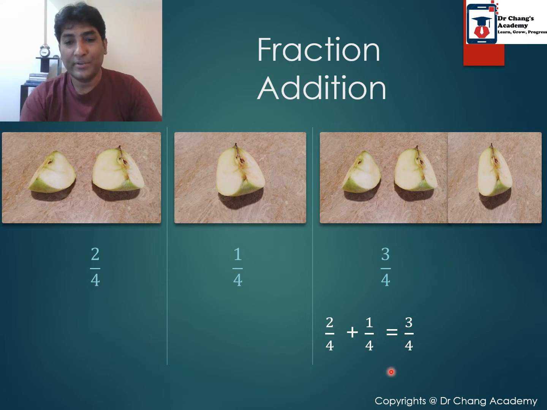So usually this is how you get the problems. 2/4 plus 1/4 is equal to 3/4. So this is very simple and easy. When the size of the part is the same, we just add the parts that we are being asked to add. When the size of the part is different, then we have a little different method.